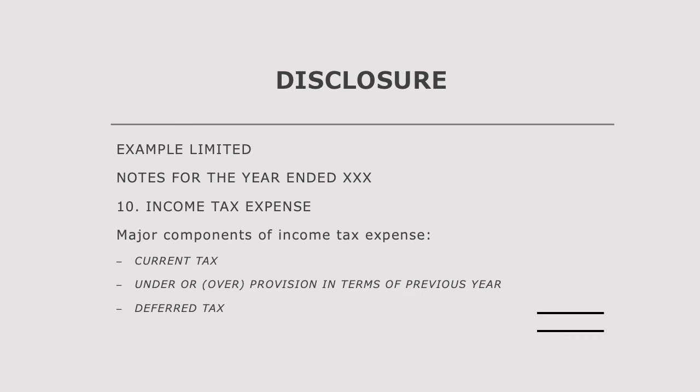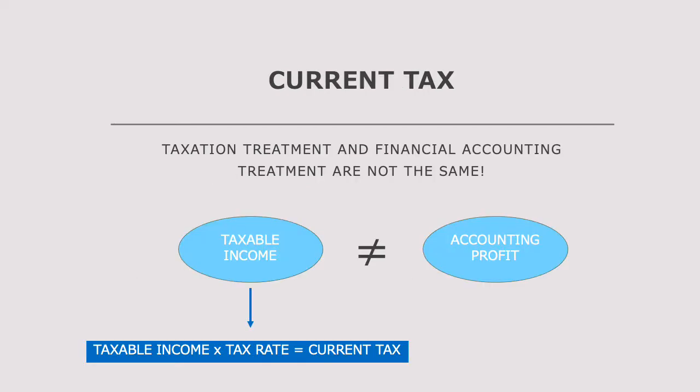So the format of the note is very simple. It would be the name of the entity, notes for the year ended, income tax expense, and then you write the major components of income tax expense, and you now know that the three major components of income tax expense are current expense, an under or over provision in terms of the previous year of assessment, and then your deferred tax movement. We can now go and look at current tax.